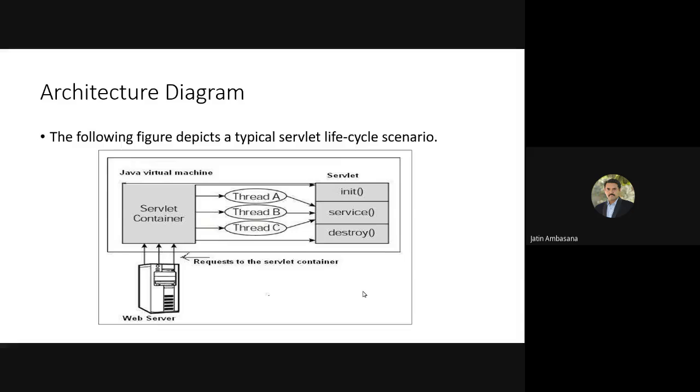This is how your lifecycle methods behave. Understand what the different methods are: init method, service method, and destroy method. And this service method will in turn call either the doGet method, or doPost method, or doDelete method. You send a request, it goes to the service method, and then it goes to either doGet or doPost or doDelete, depending upon the type of request you send. So these are the different types of service methods.